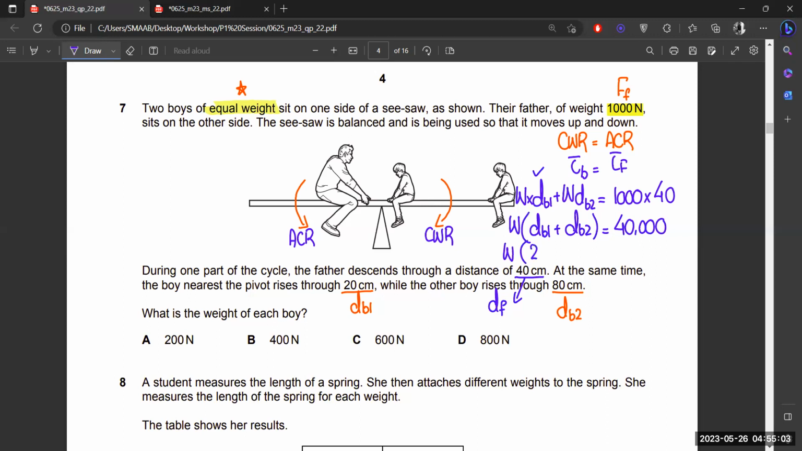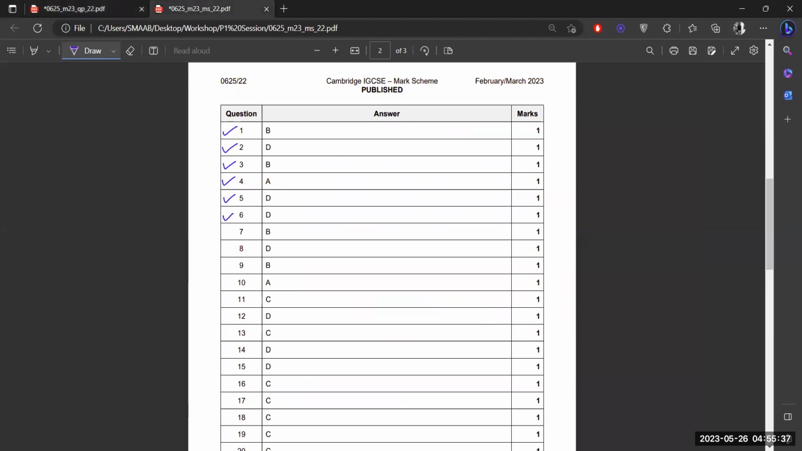So W times 20 plus 80 is equal to 40,000. And now we know that 80 plus 20 will be 100. So W will be equal to 40,000 divided by 100. So you will get the answer 400. So 400 is our answer to this question. Let's check in the marking scheme also. Question 7. Yes, B is the right choice.